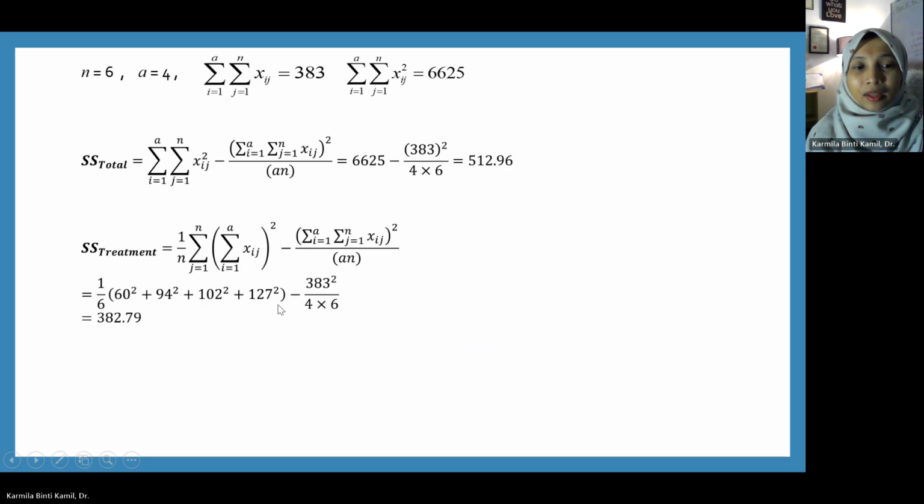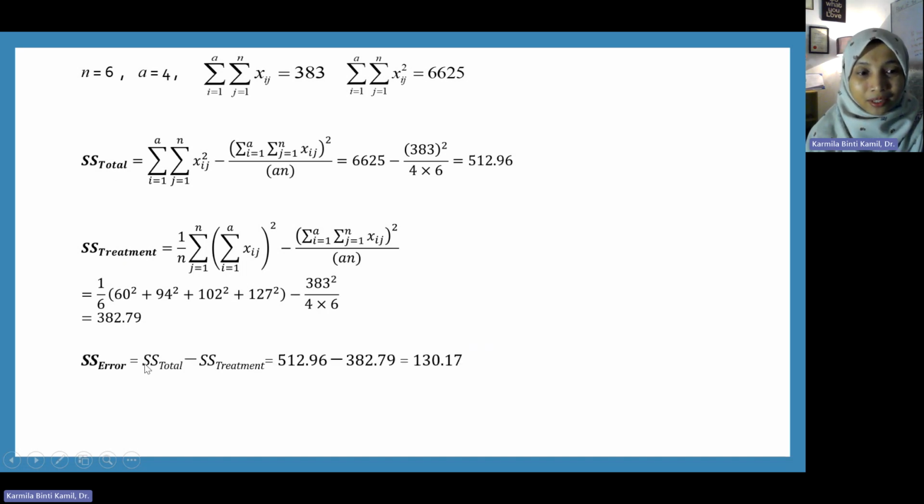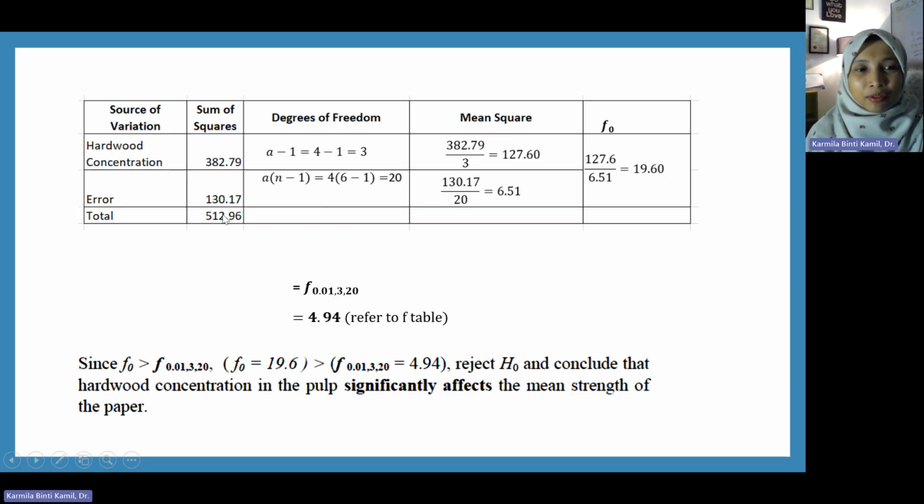Minus the summation of xij, where the value comes from 383 squared over a times n. What is a? a is 4 and n is 6. Once we calculate it, we get 382.79. Now it's easy. Once we have these two, we can easily get the SS error by taking the value of SS total minus the SS treatment. You get 130.17.